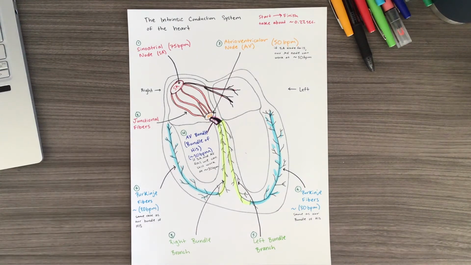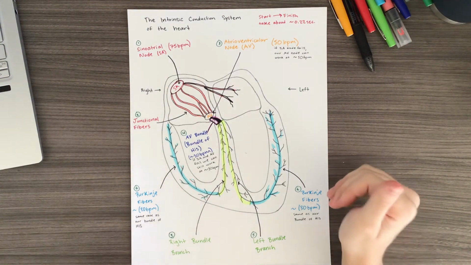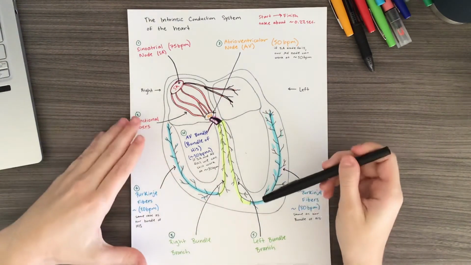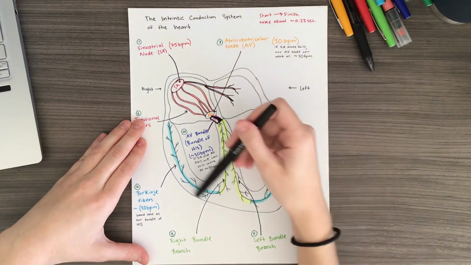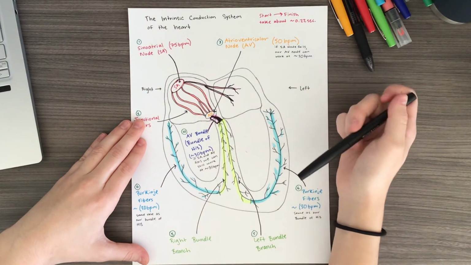The Purkinje fibers cause contraction starting at the apex that continues toward the atria, but it's really just ventricular contraction because we're not reaching up here. This is just responsible for our ventricular contraction.